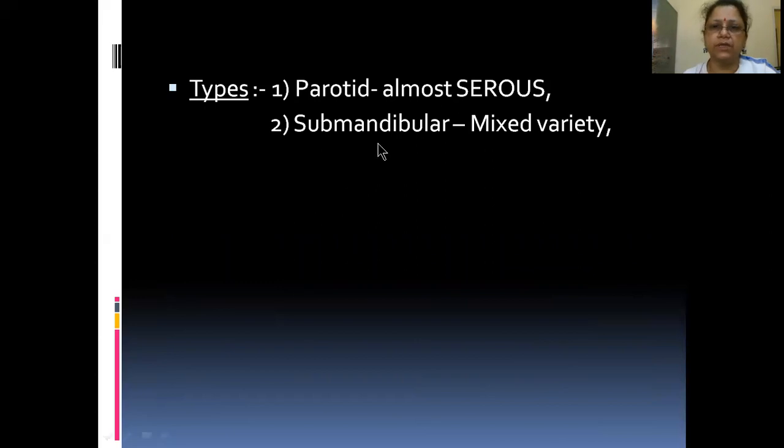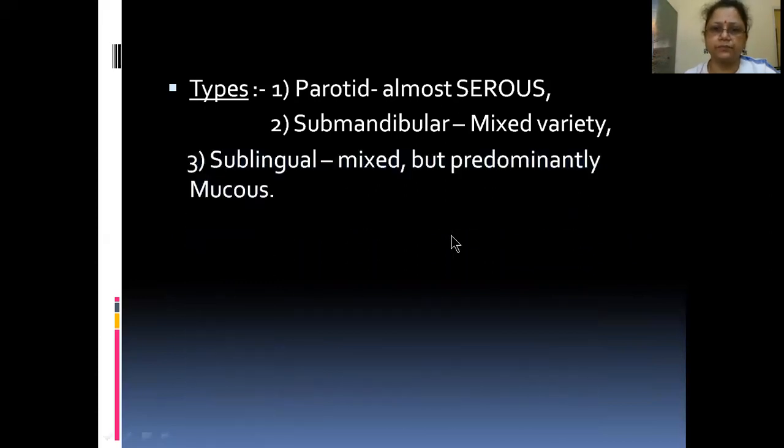So submandibular comes under the mixed variety, where you get around 40 to 60% difference of serous and mucous. And sublingual also comes under the mixed variety, but this one is predominantly mucous. That means almost 80% mucous, 20% serous, and whatever serous cells are present, they are seen like the serous demilune. What is serous demilune? I'll be discussing in a few minutes.